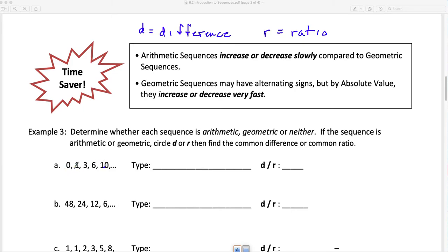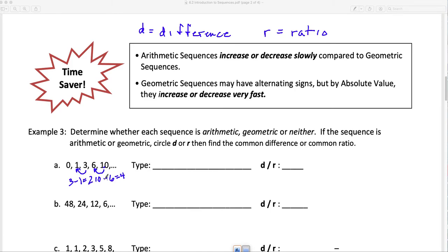It doesn't matter if I start here or here, but I need to do it at least twice. So if I go backwards from here to here, I've got 10 minus 6, and that gives me a 4. If I go from here to here, and I'm only doing them so they're not next to each other because I don't have a lot of space with this big pen, 3 minus 1 is equal to 2.